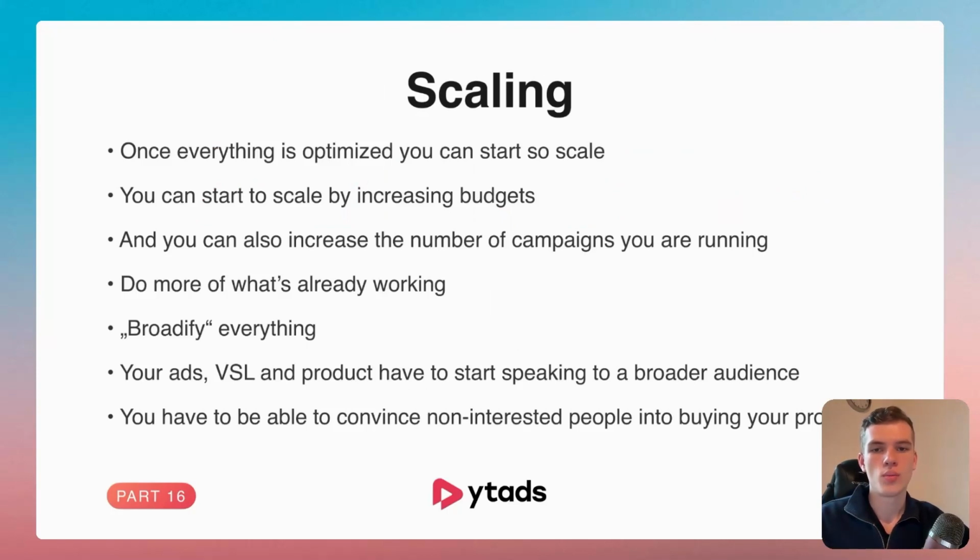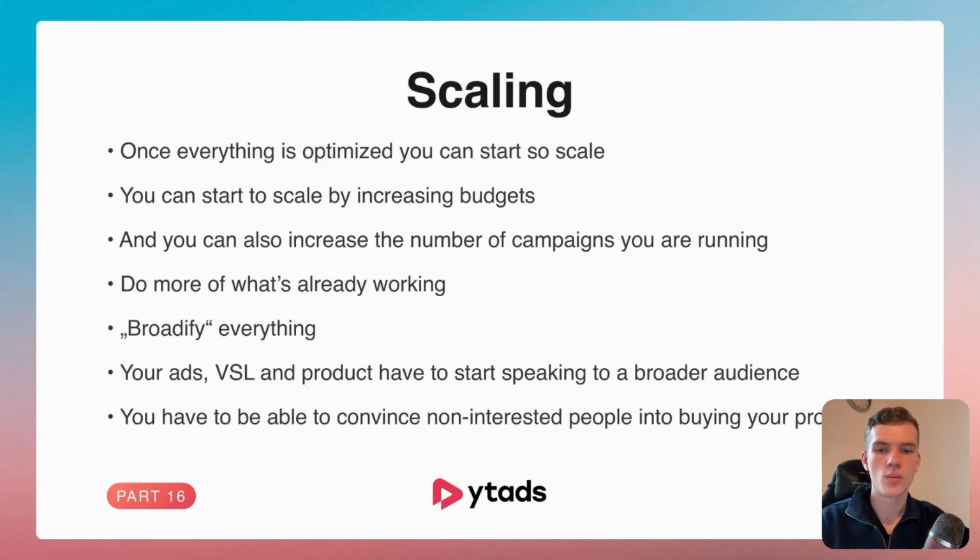And here are a few bullet points on scaling. Once everything is optimized, you can start to scale. But first, everything has to be optimized. And you can start to scale by increasing budgets. Simply use your current campaigns and up the budget. And you can also increase the number of campaigns you're running. So you have two ways of scaling. You can scale by keeping the same campaigns and just increasing the budget, or keeping the same campaigns and adding more campaigns to it. Or you can do both at once. More campaigns, more budget per campaign.